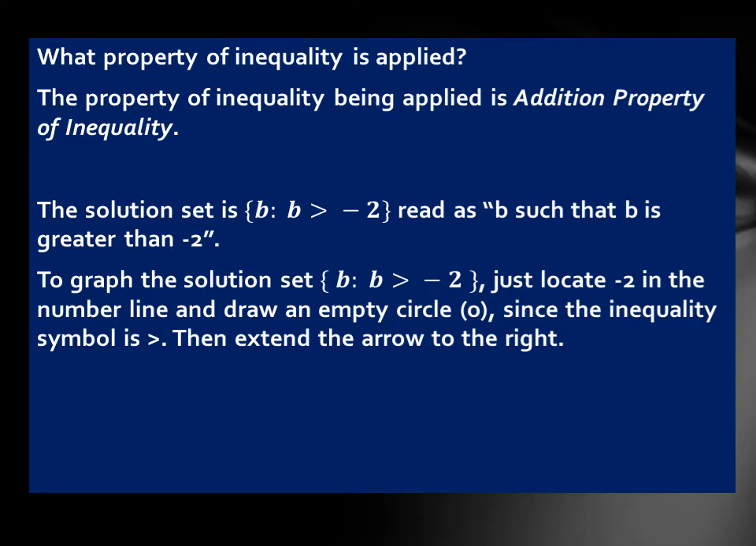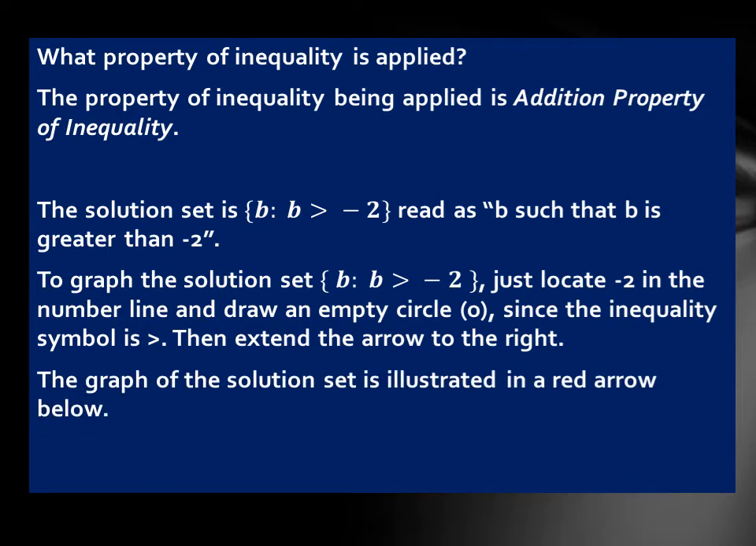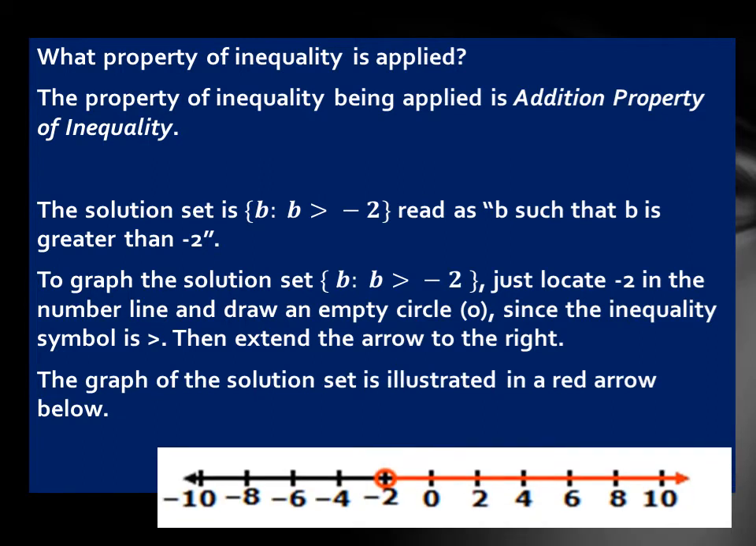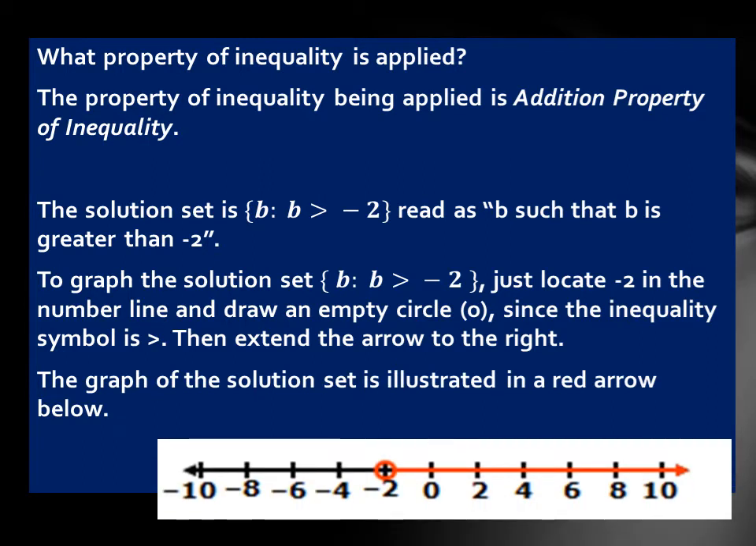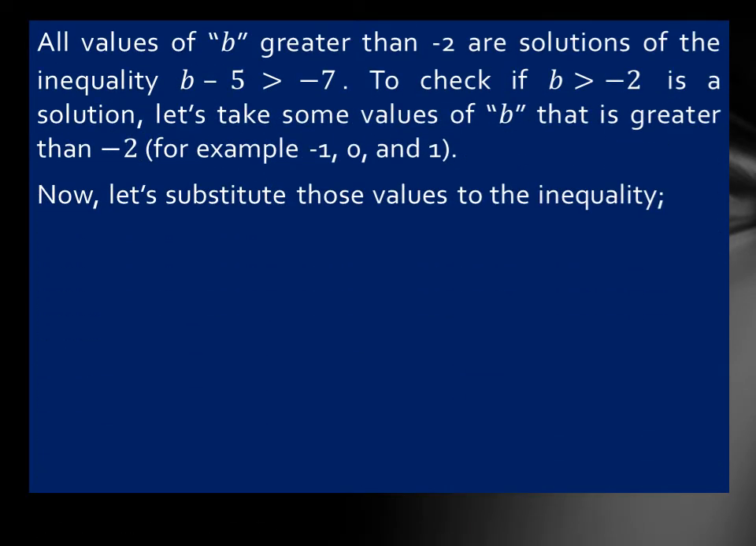To graph the solution set, b such that b is greater than negative 2, just locate negative 2 on the number line and draw an empty circle since the inequality symbol is greater than. Then extend the arrow to the right. The graph of the solution set is illustrated here. The arrow is extended to the right since the symbol we are using is greater than. So all values of b greater than negative 2 are solutions of the inequality.